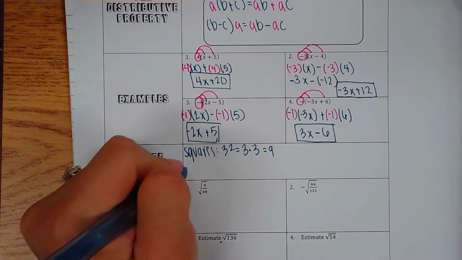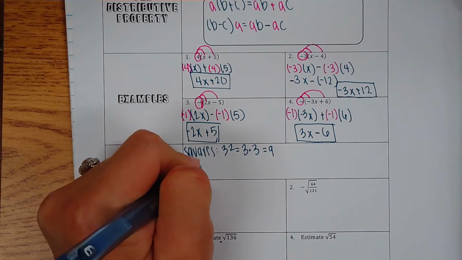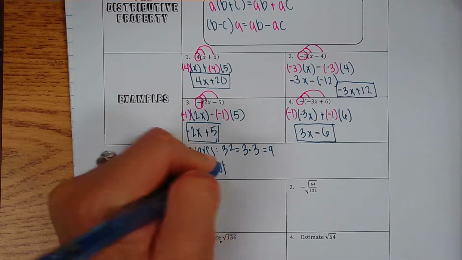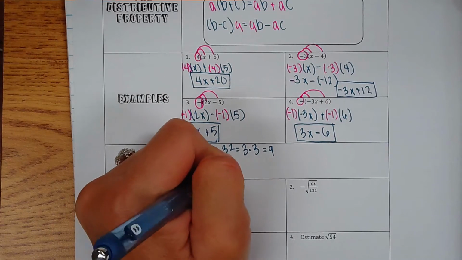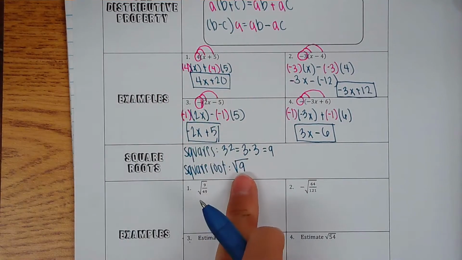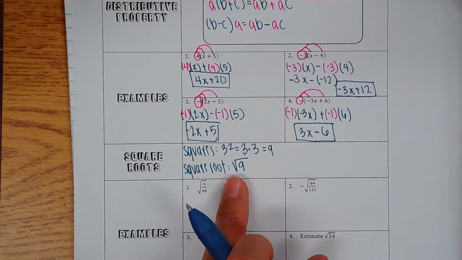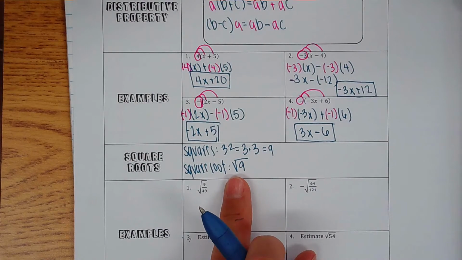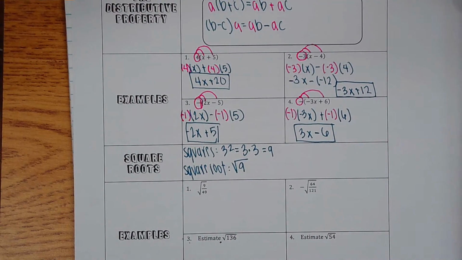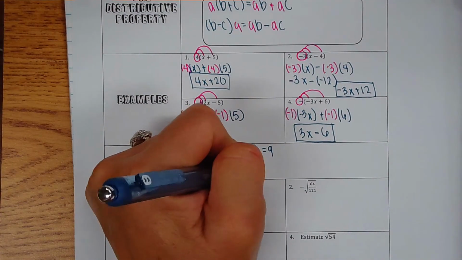So for a square root, I would take the square root of 9. You might hear me refer to it as rad 9. It's the same thing, radical 9, square root of 9. So if you hear me say that, it's a hard habit to break.